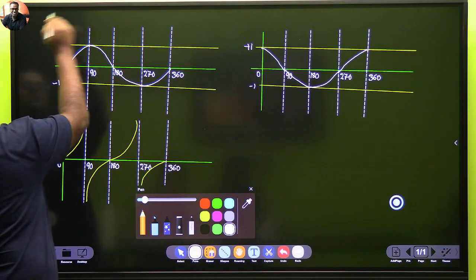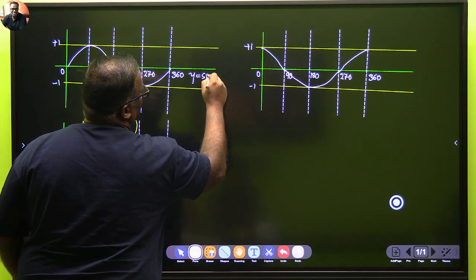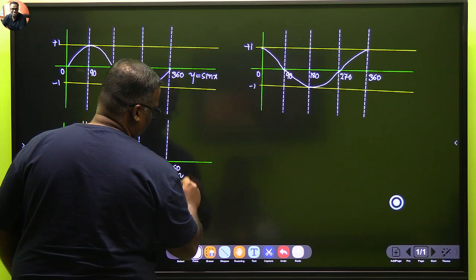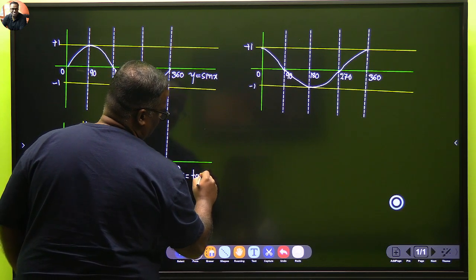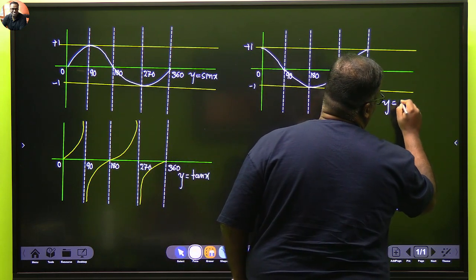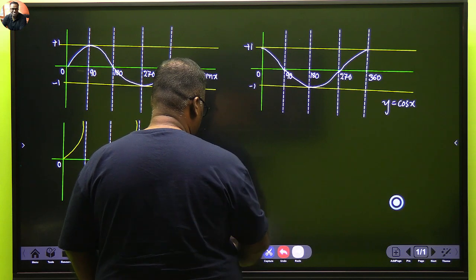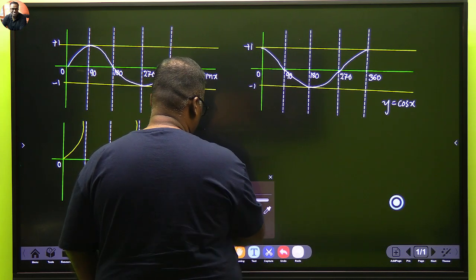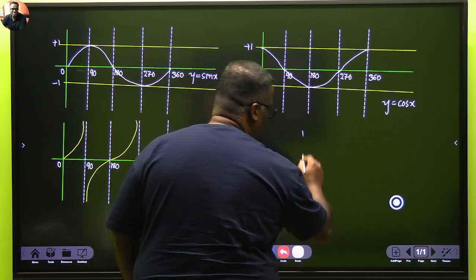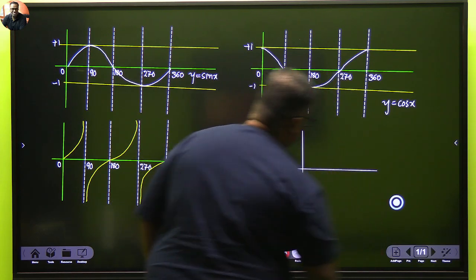कुछ नहीं, आप just मजा लो इसका. This is y equal to sin x curve. This is y equal to tan x curve. This is y equal to cos x. Now you see how easy all your problems will become. And this is my ASTC quadrant.